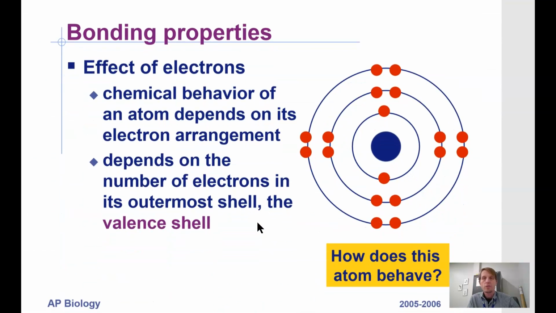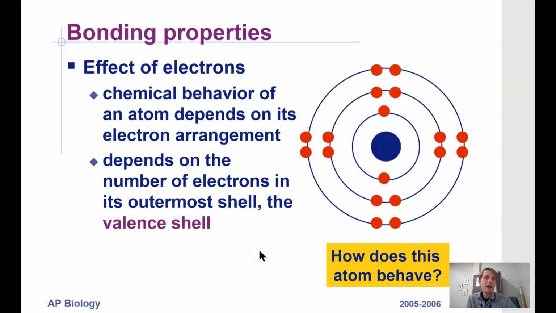But bonding properties. So the effect of electrons, chemical behavior of an atom depends on its electron arrangement. This is the biggest thing. If you think about the analogy of where the nucleus is, way far away from these first electrons, and farther still from the next orbital, and farthest from that third orbital. So when any 2 atoms come together, those nuclei will never come into contact or react. The first thing to interact are going to be these electrons.